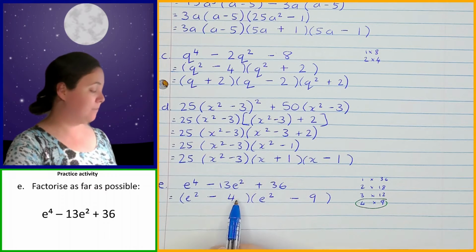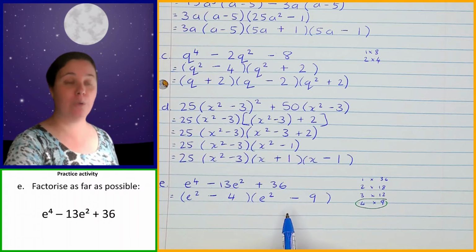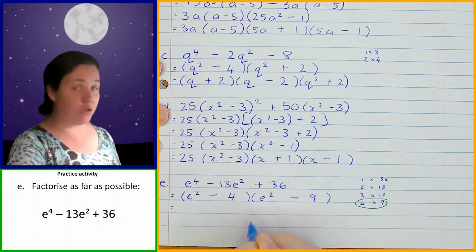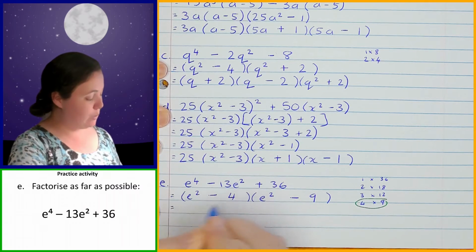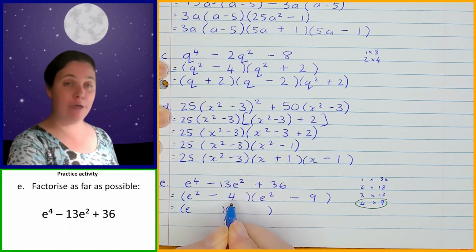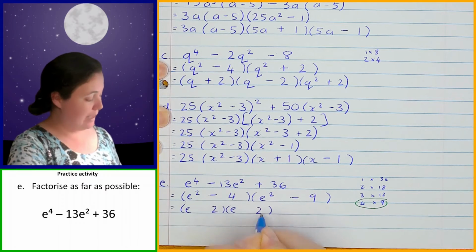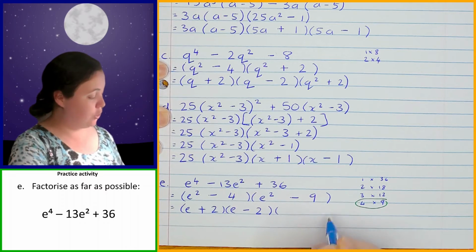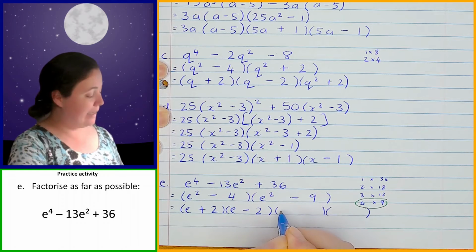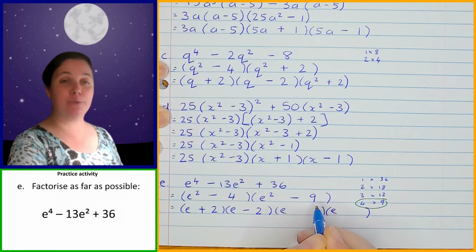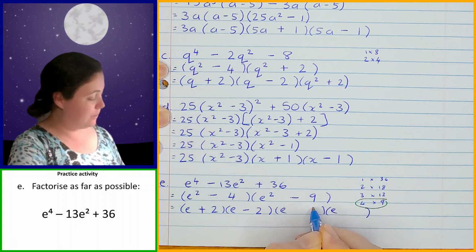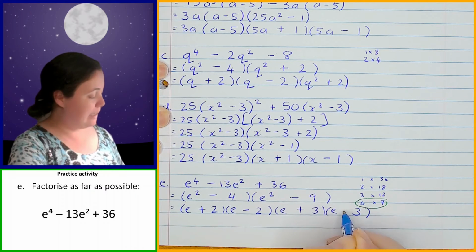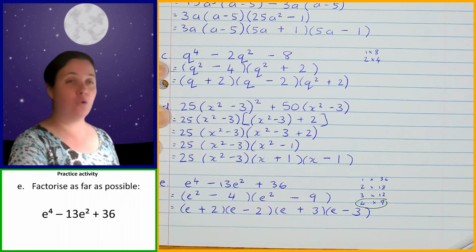Now you should have seen that both of those are difference of 2 squares, so we're going to factorize both of those brackets further. For the e squared minus 4, I have two new brackets. That gives me e, and then the square root of 4 is 2, and 1 gets a plus and 1 gets a minus. Then e squared minus 9 is also going to get two new sets of brackets. Again, I have e and e, but then the square root of 9 is 3, so I've got 3 and 3, 1 gets a plus and 1 gets a minus. And that's what you should have got for question E.